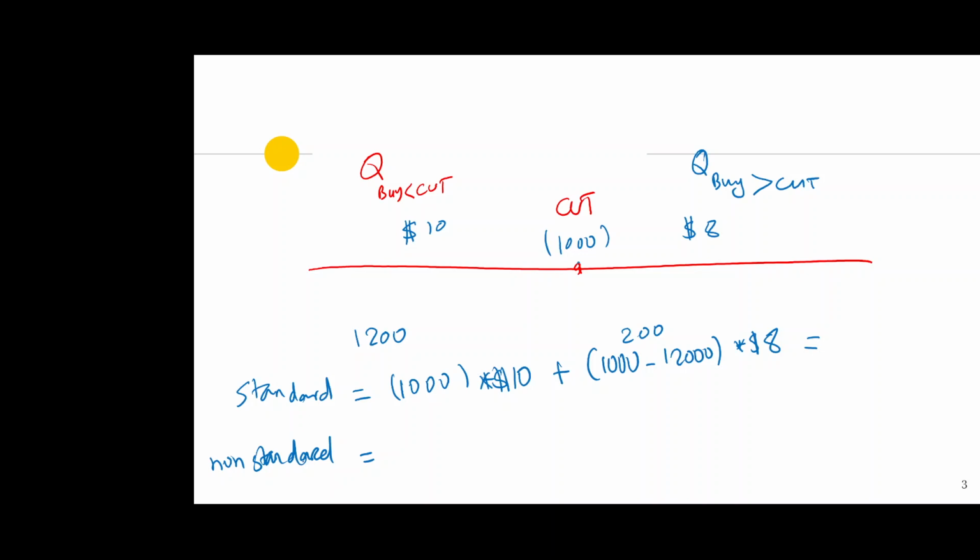On the non-standard method, we're just going to multiply the total number of units by the $8. And that would be the difference. All right. So over here with the standard unit, you are getting a discount on the number of units after the cut. And this is why it's a standard unit, because obviously you're making more money over here. This is the most common method.